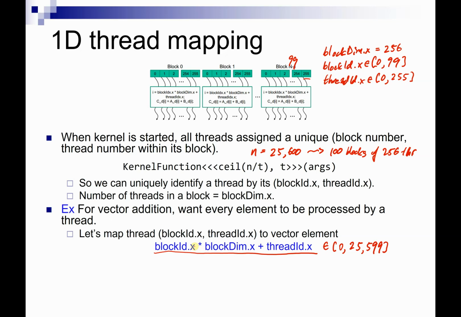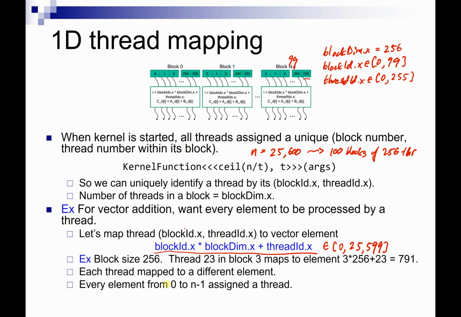So now you can check that as you consider all possible block IDs between 0 and 99 and all possible thread IDs between 0 and 255, when you plug these into this formula, you're going to get all possible numbers between 0 and 25,599. Basically, this formula maps each thread, which is uniquely identified by these two numbers, to a different vector element between 0 and 25,599. For example, if you take the 23rd thread in block 3, we map that to element 791.